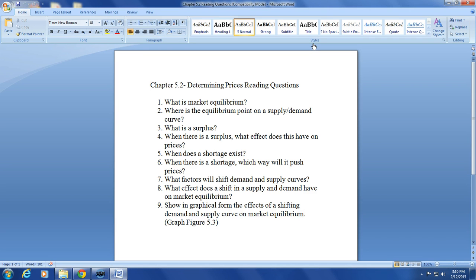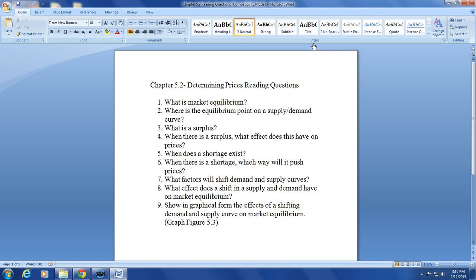Okay, when there is a surplus of something, there's too much of it out on the market, and that is naturally going to push prices down to equilibrium. So for number 4, when there's a surplus, what effect does this have on prices? It's going to push those prices down back to equilibrium. Any price above that market equilibrium is naturally going to create a surplus situation, and it's going to push your price and quantity back down to equilibrium.